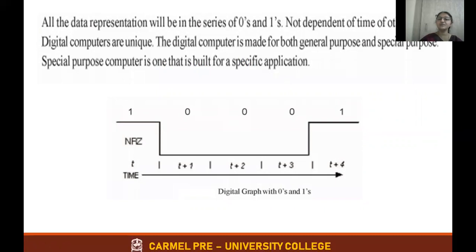The digital computers are unique. Here a digital computer is made for both general purpose as well as special purpose. What are these? I will tell you in the next classification. Here a special purpose computer is one that is built for a specific application.